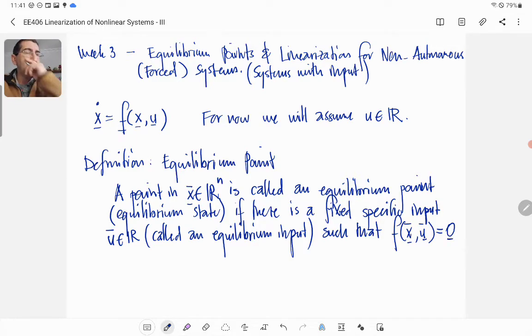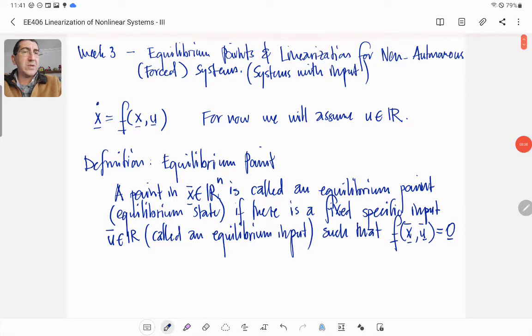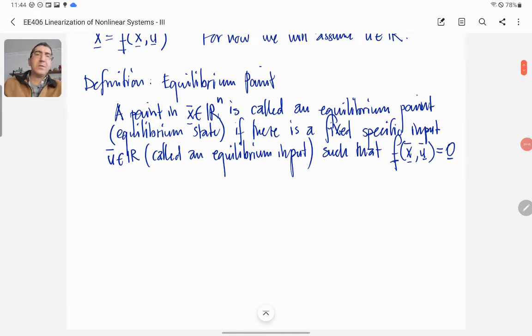Remember, this 0 is also actually a vector, right? Because f is a vector function. Therefore, this equality is also a vector equality. Okay? Hold on. I don't know why I can't progress in my notes. Okay, sorry. My tablet somehow started behaving strangely.